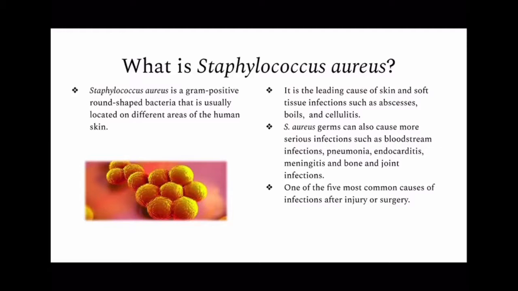It is the leading cause of skin and soft tissue infections such as abscesses, boils, and cellulitis, which is red, swollen, really painful skin. S. aureus germs can also cause more serious infections such as bloodstream infections, pneumonia, endocarditis, which is a heart infection, meningitis, which is a brain infection, as well as bone and joint infections.